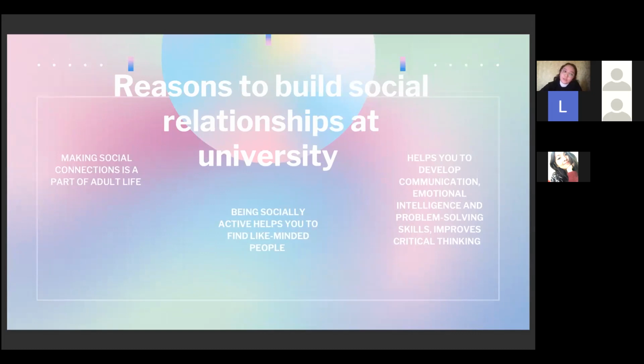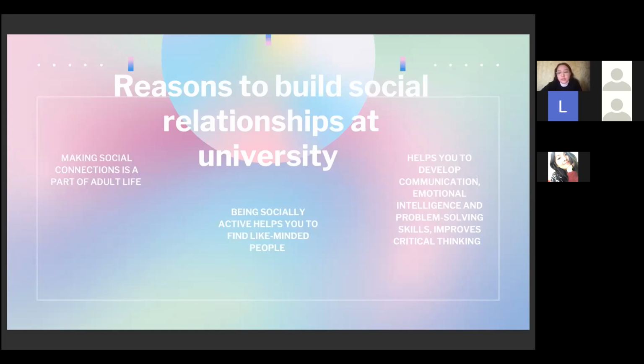Moving back to the first reason, making social connections is a part of adult life. University is a place where you build yourself as an adult and develop certain skills, where you meet many people. University life is filled with hard times, be it academic problems or personal struggles, and it's important to help and give your support to others, as well as gaining their support and help.